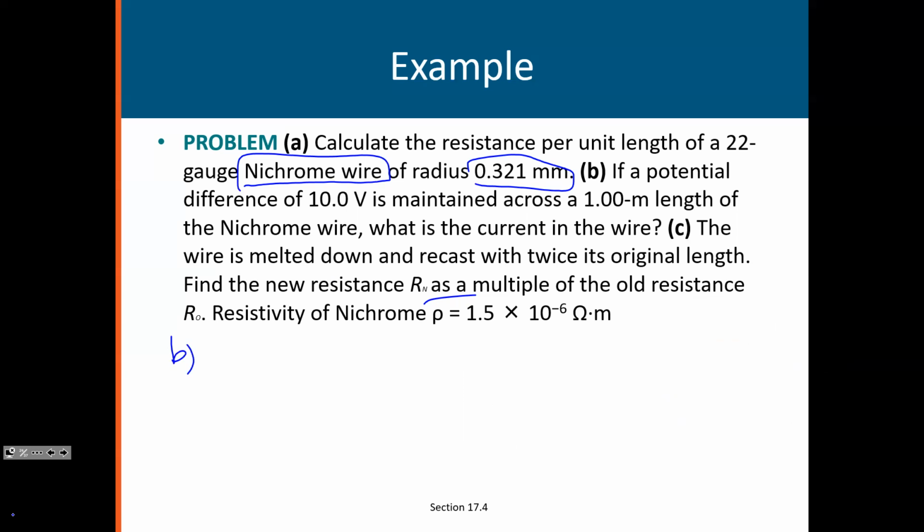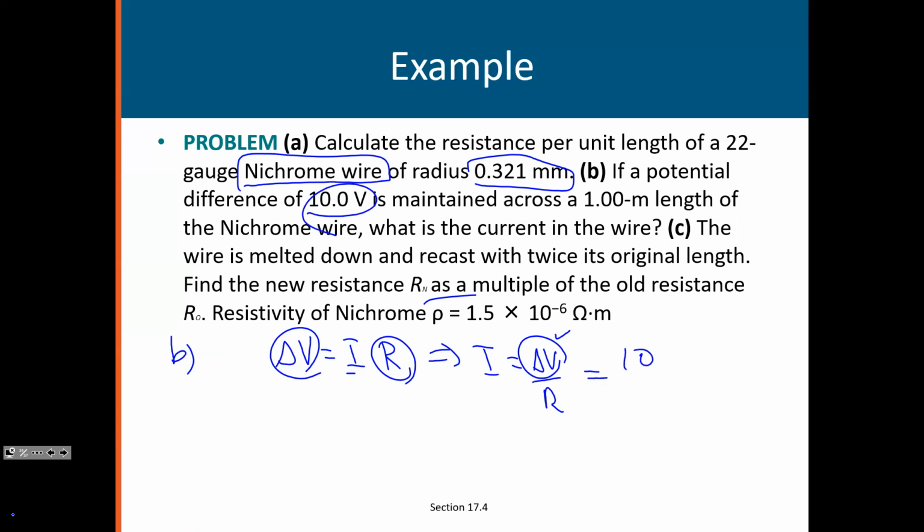Part B: if a potential difference of 10 volt is maintained across the 1 meter length of the nichrome wire, what is the current in the wire? So now we have to apply Ohm's law. If we know the potential difference and the resistance, I can find the current. So I is equal to delta V over R. Delta V is 10 volt, substitute, and he wants the resistance.